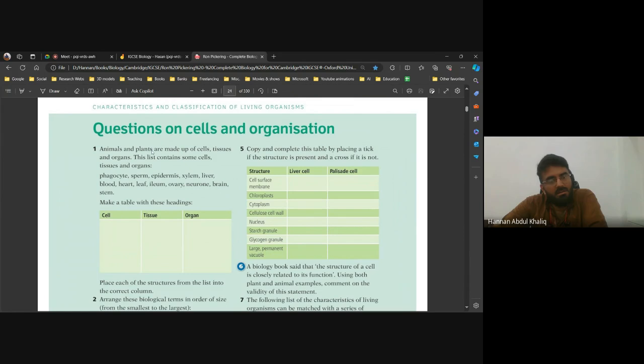So the very first question is, animals and plants are made of cells, tissues, organs. The list contains some cells, tissues, and organs. Make a table with these headings. So you need to sort them out in the tables. Just make a table on your copy, and try sorting these out in that table. You don't need to write all these. Just make a table and start sorting them out. Got it? Okay.